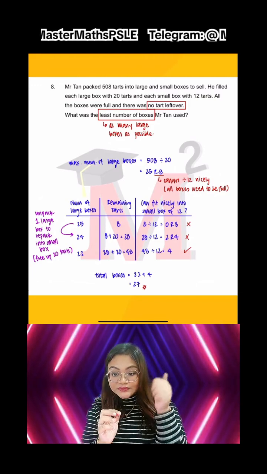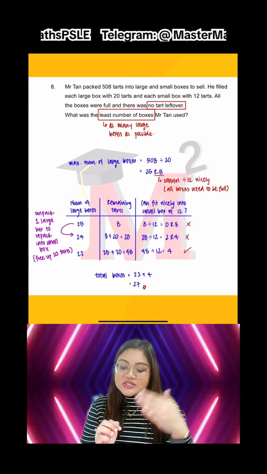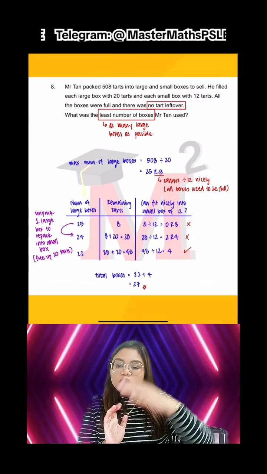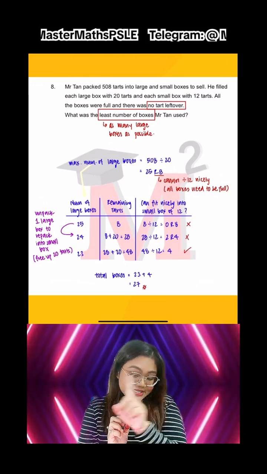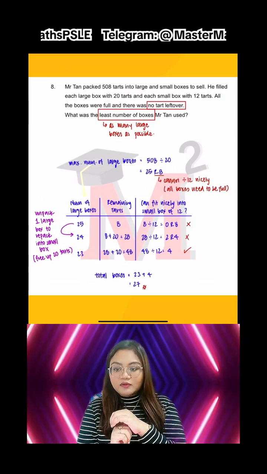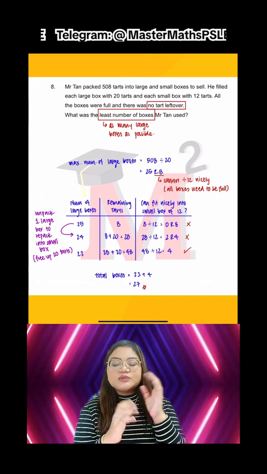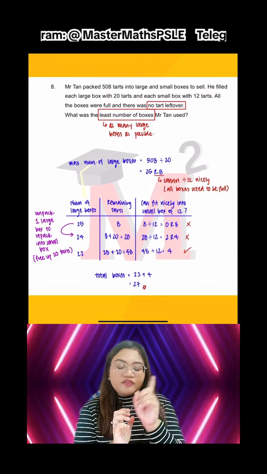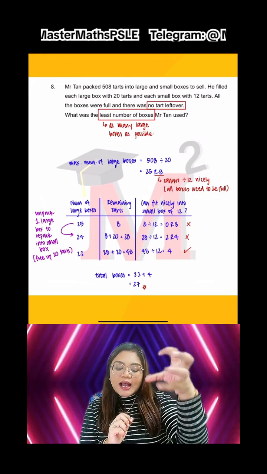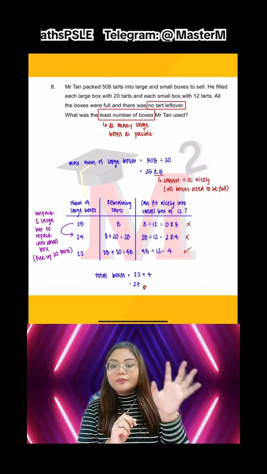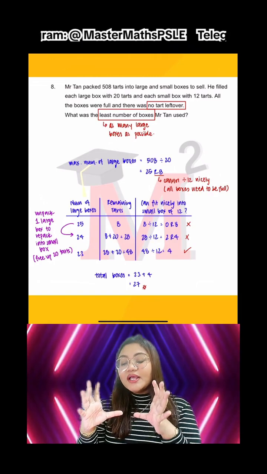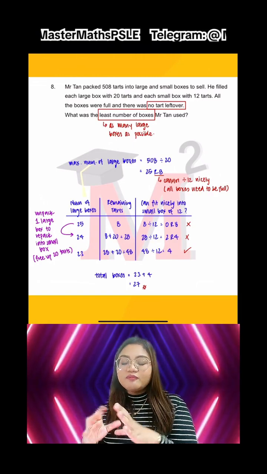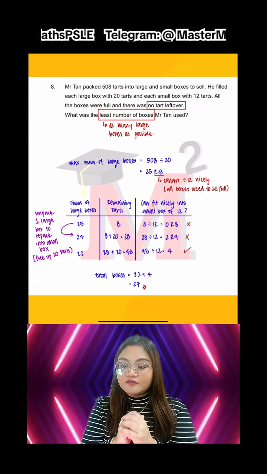Understand? Okay, so this technique is called systematic listing. You list and then you unpack slowly one by one by one. This is not guess and check. Different from guess and check. Okay, friends? Alright, this is what we call systematic listing. We are unpacking one box by one box by one box to check if our remainder can be divided nicely by 12 because all the small boxes must also be full.